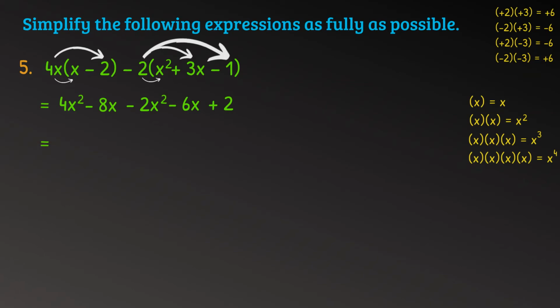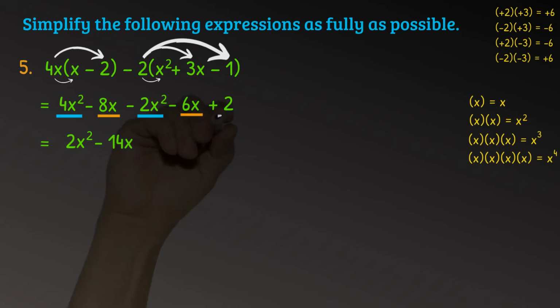Next, we want to combine similar terms, and this time we have terms with x squared in, as well as x and constants. First, we're going to add the terms that have x squared in them. So we have 4x squared and a minus 2x squared, so that gives us 2x squared. Then we add together the terms that contain x, and we have minus 8 and a minus 6, so that gives us minus 14x. And we only have one constant, which is plus 2, so that remains the same. So the final answer is 2x squared minus 14x plus 2.